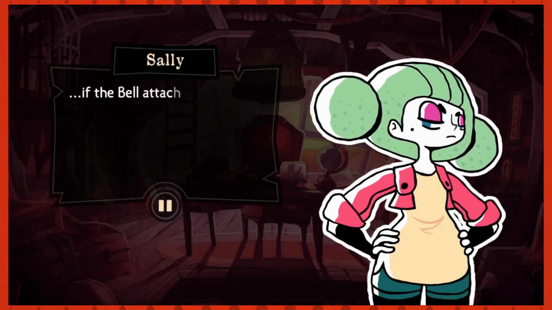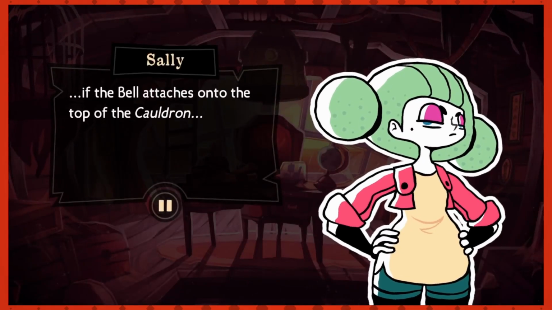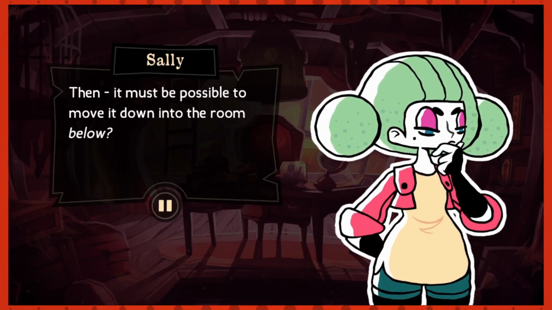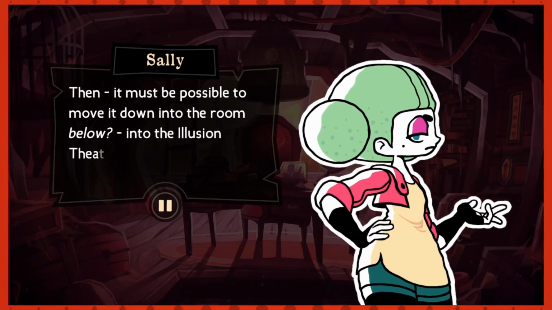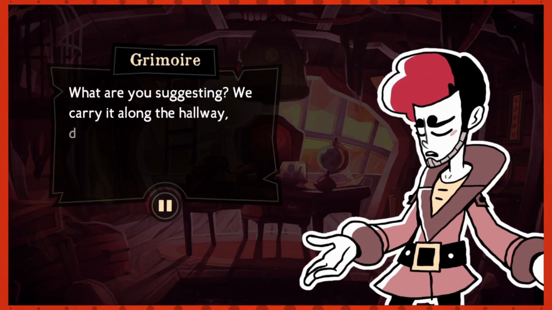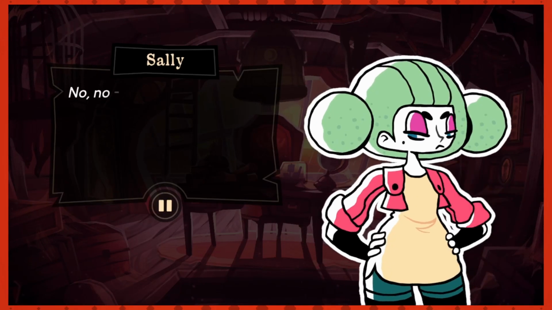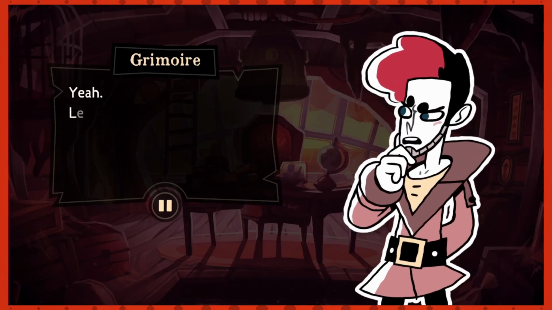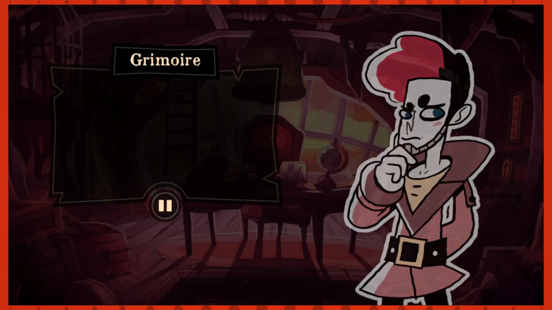If the bell attaches onto the top of the cauldron, then it must be possible to move it down into the room below, into the illusion theater. Yep. What are you suggesting? We carry it along the hallway, down the ladder, along another hallway? No. There's gotta be some simple way to do it. Yeah. Let's take another look at this room.